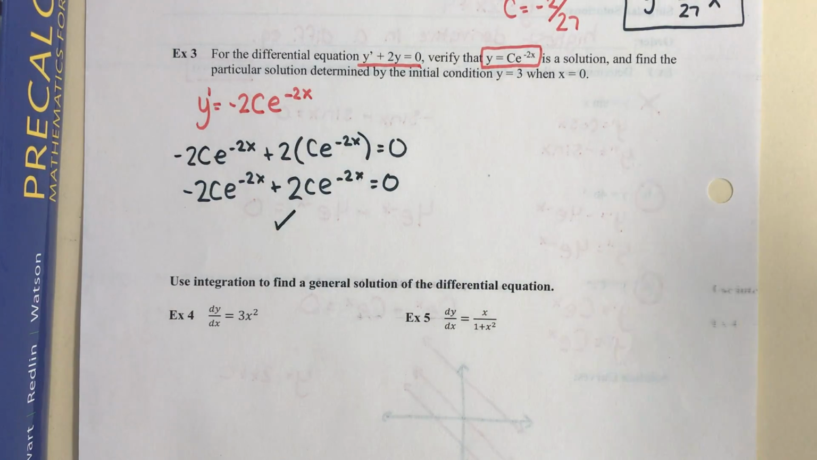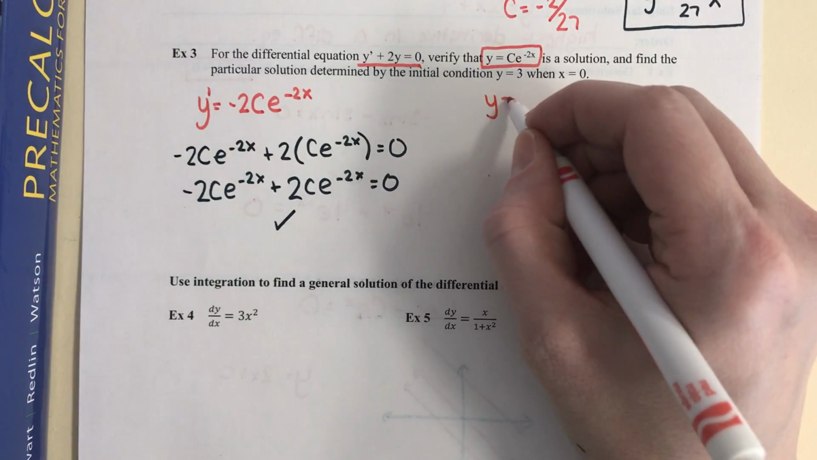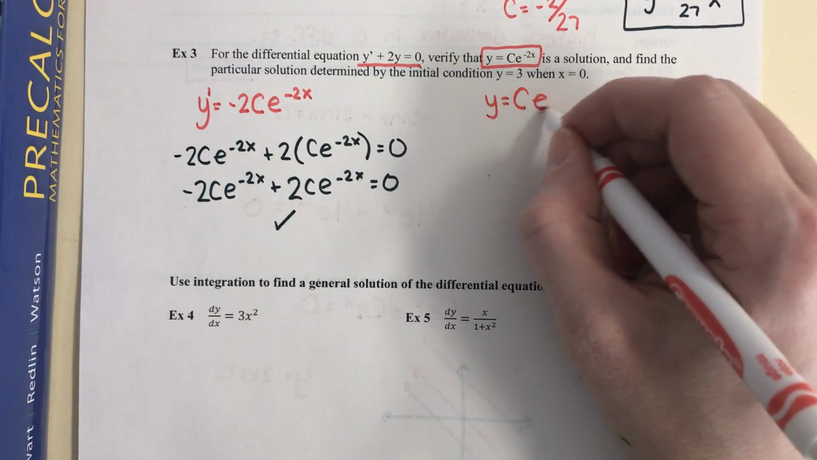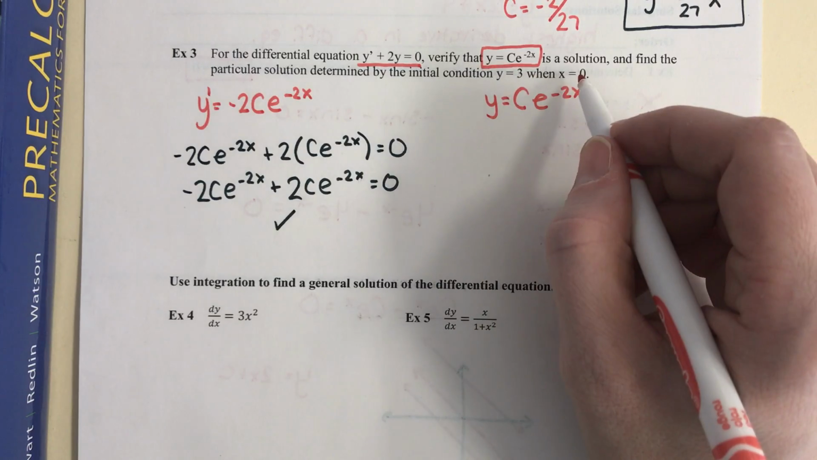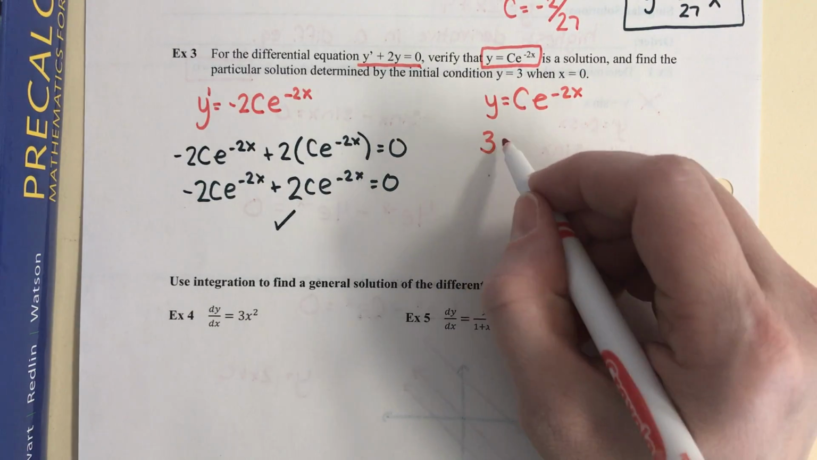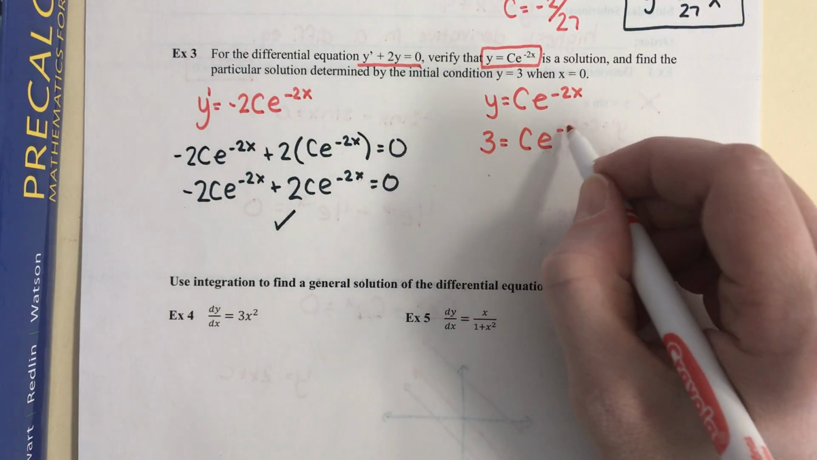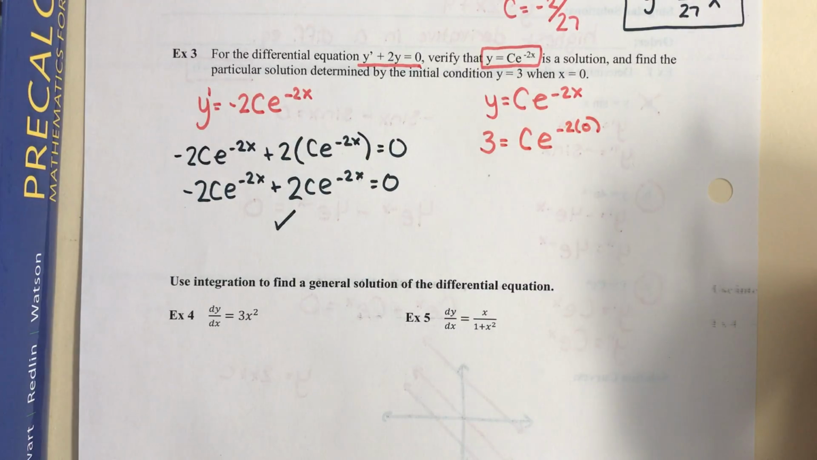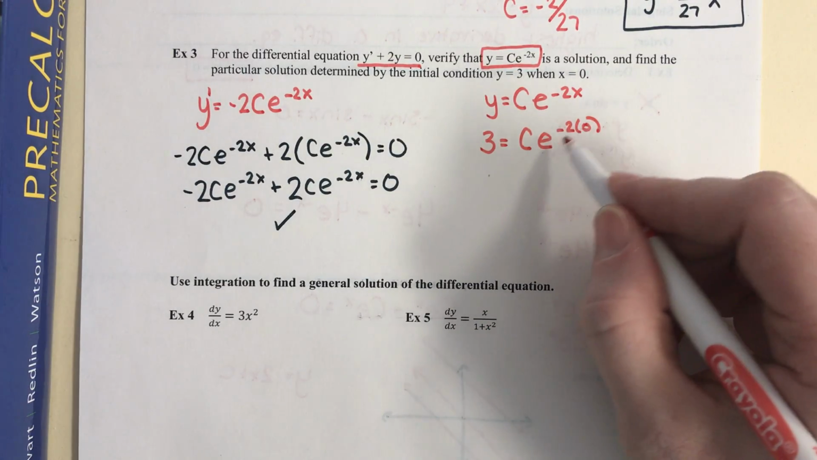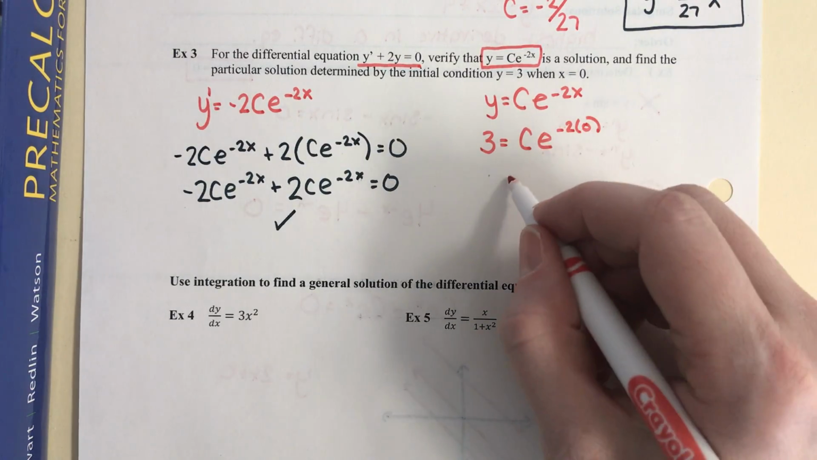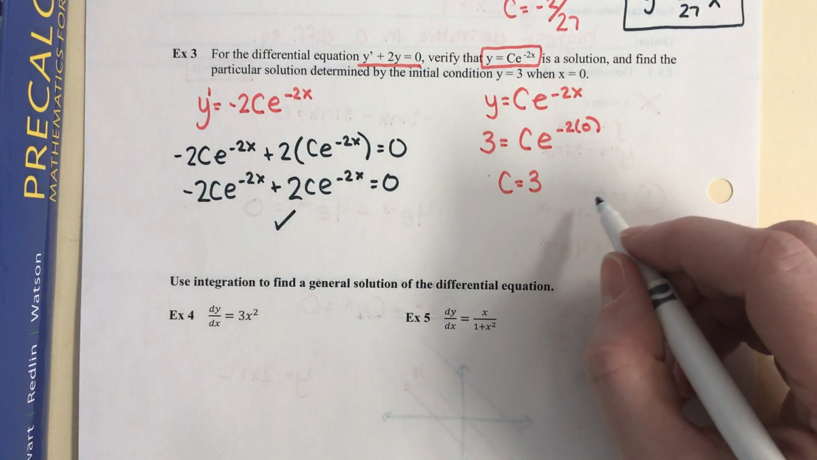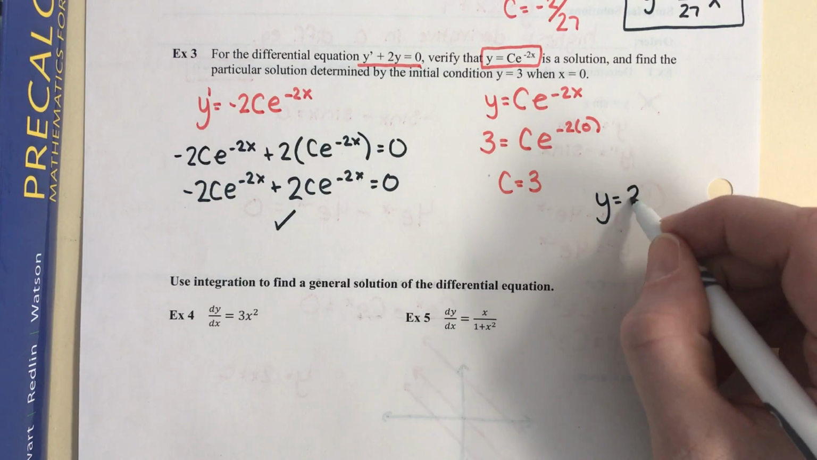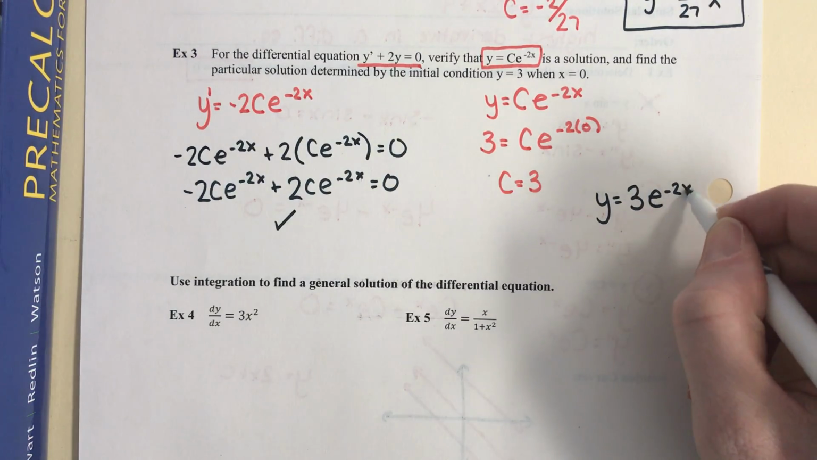So now we're going to solve for c. Our general solution, again, is ce to the negative 2x. And we're given y equals 3 when x equals 0. So I'm going to plug in 3 for y and 0 for x. Anything to the 0 power is 1, so c would equal 3. So my particular solution, now that I know c, is y equals 3e to the negative 2x.